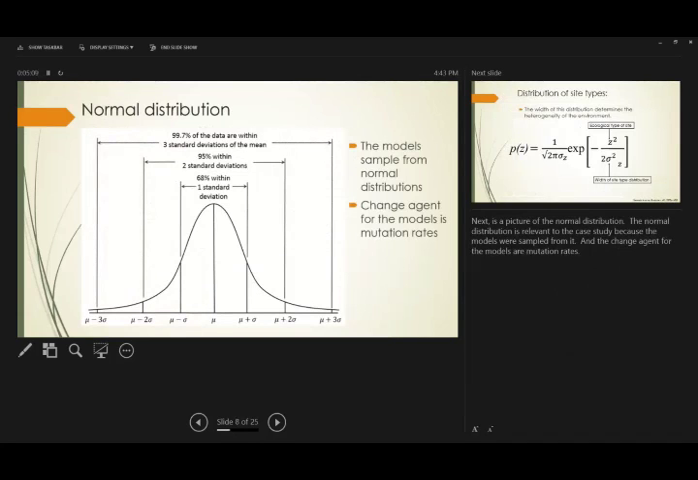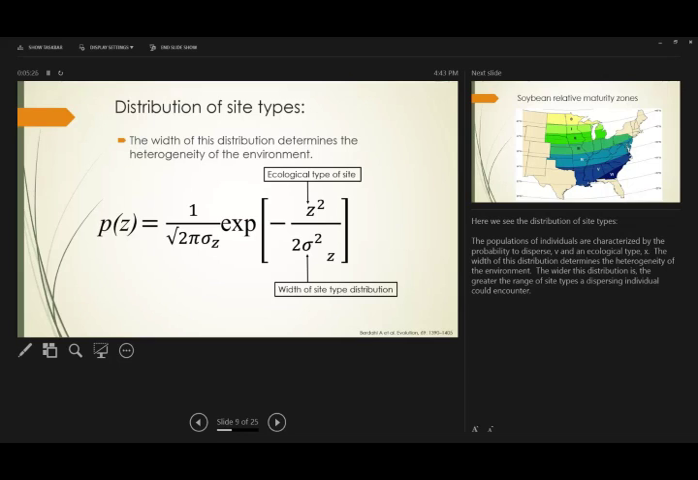Here we have a picture of the normal distribution. I'm showing this because the model in the paper comes from the normal distribution, and also that the change agent for the models is mutation rates, to just highlight some points. Here we see the model, one part of the model is for the distribution of site types. The populations of individuals are characterized by the probability to disperse V and an ecological type X. The width of this distribution determines the heterogeneity of the environment. The wider this distribution is, the greater the range of site types a dispersing individual could encounter.